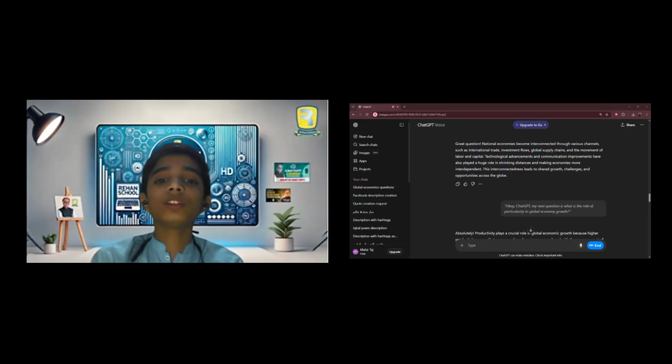Okay, ChatGPT, my next question is how do interest rates influence global capital flows? Absolutely. Interest rates play a major role in global capital flows because higher interest rates in a country tend to attract foreign investors looking for better returns on their investments. This can lead to increased inflows of capital. On the other hand, lower interest rates might lead to capital outflows as investors seek higher returns elsewhere. These movements of capital can influence exchange rates, impact economic growth, and shape financial markets on a global scale.